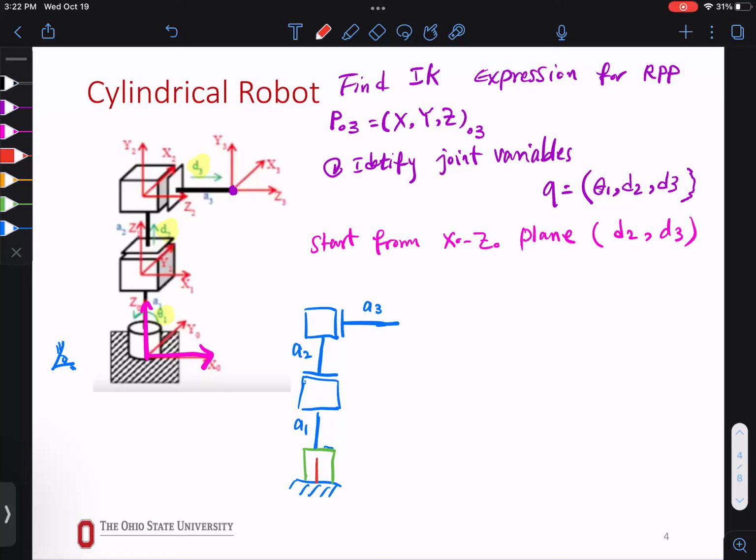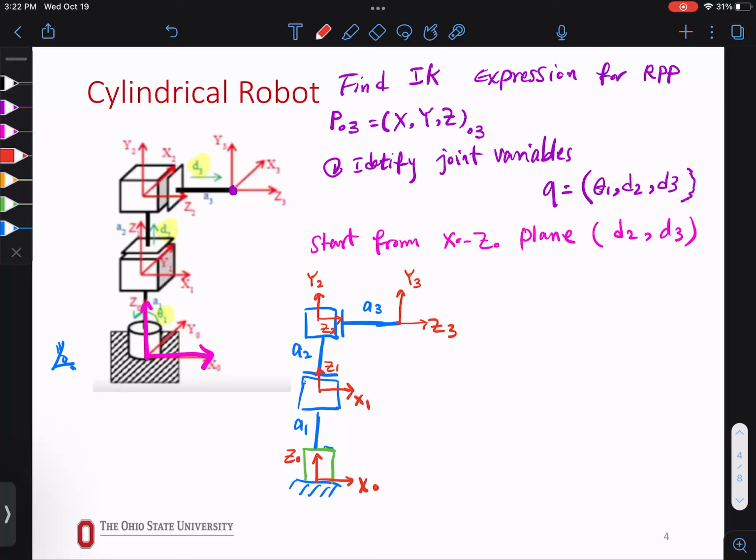So here I have x0, z0. Here I have z1, x1. Here I see y2, z2. And at the end of this, I see y3, z3. Do you agree with all of this?